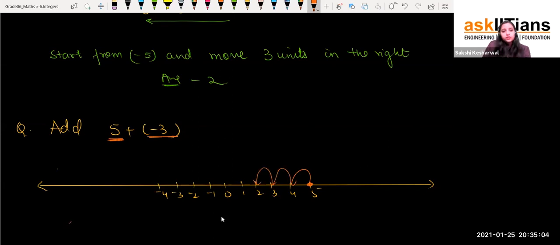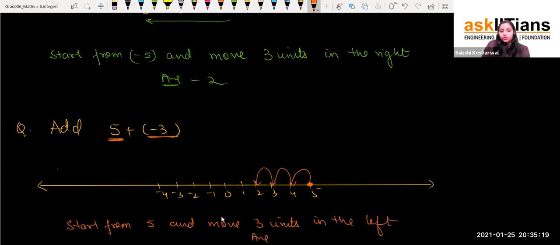So it means you will start from 5 and move 3 units in the left, right? So you have reached the position of 2? Yes or no? Yes. Now I'll give you one more question.